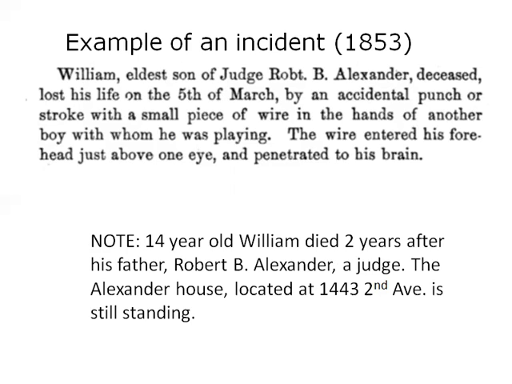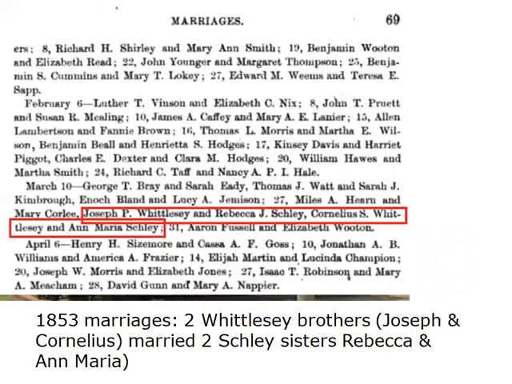And this young man, William, age 14, was the son of Judge Robert B. Alexander, whose house still sits on 2nd Avenue, right next to the downtown elementary school.